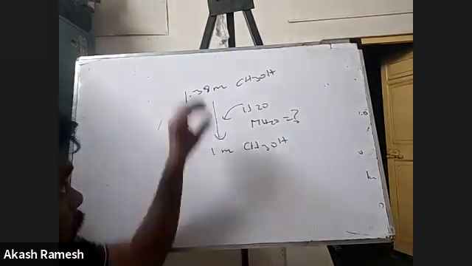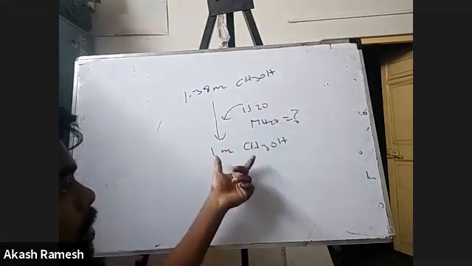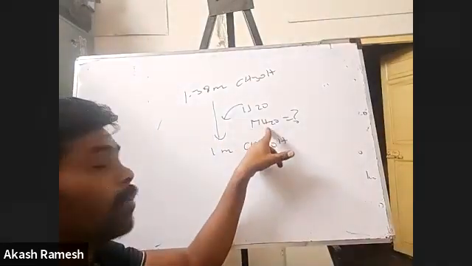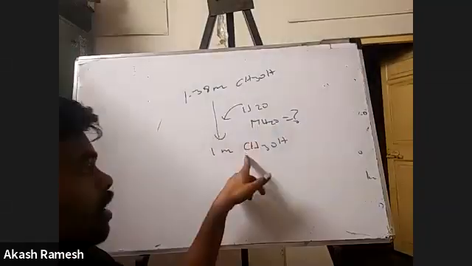Have you understood the question? I have 1.38 m CH3OH. I'm going to dilute it by adding water to make it 1 m CH3OH. Now the question is, what is the mass of water which has to be added to the solution so that it becomes 1 m?